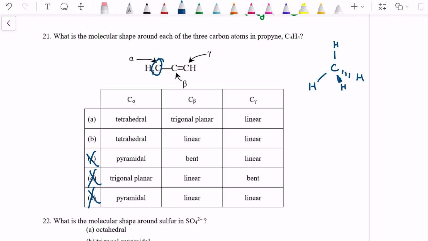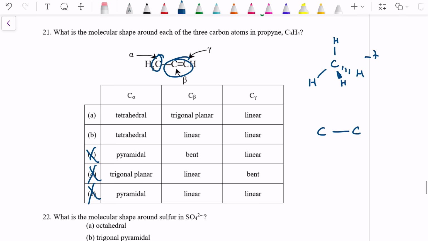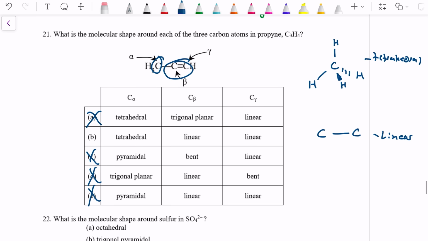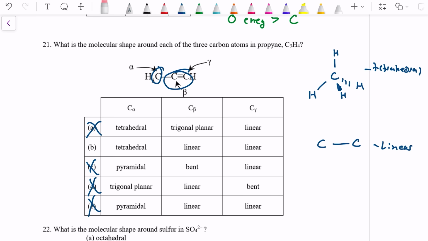Okay, this structure has 2, and there's no lone pairs. That's essentially what it looks like, and well, let me label these. This is tetrahedral. This is linear. Linear, okay, so we know we're already at B, which is right, but let's keep going. And then same deal for these two. These two are just connected in a straight line. There's no lone pairs involved, so therefore it's linear.